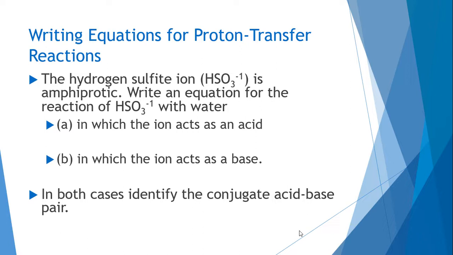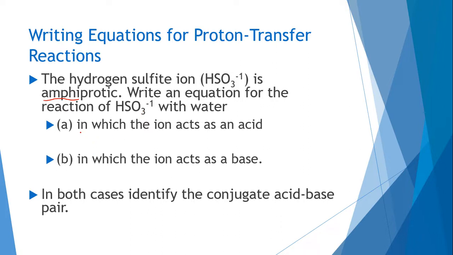Here it says the hydrogen sulfite ion, which is HSO3 with a -1 charge, is amphiprotic. Let's review what amphiprotic is again. Amphiprotic, the prefix amphi, like amphibian, means both. It can be both an acid and a base, just like an amphibian can live in both water and on land. So we're going to write an equation for the reaction of this ion reacting with water.